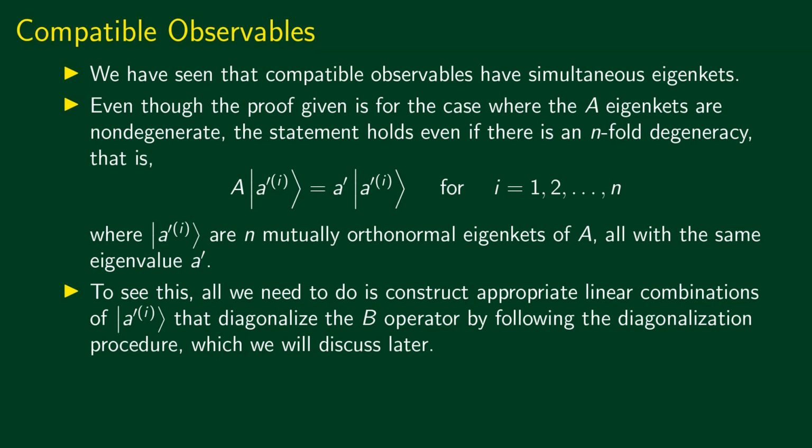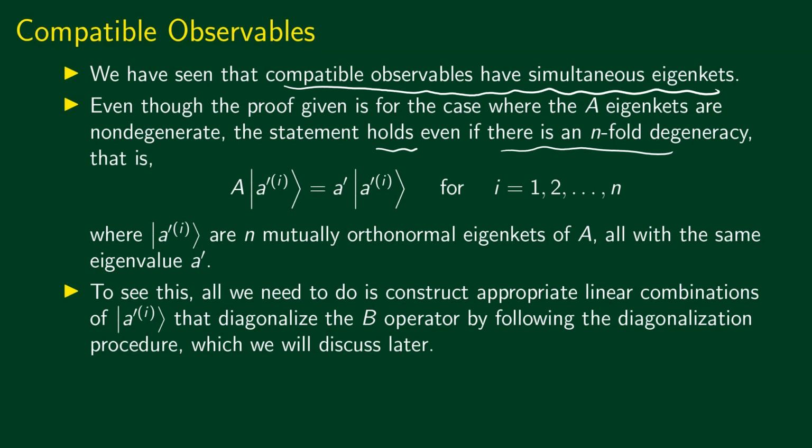We have seen that compatible observables have simultaneous eigenkets. Actually, we have proved that compatible observables have simultaneous eigenkets. But in the proof, we implicitly assumed that there's no degeneracy. We assumed that corresponding to one eigenvalue, there's only one eigenket. But even though the proof is for the case where the eigenvalues are non-degenerate, the statement that compatible observables have simultaneous eigenkets holds. This is true even if there is an n-fold degeneracy.